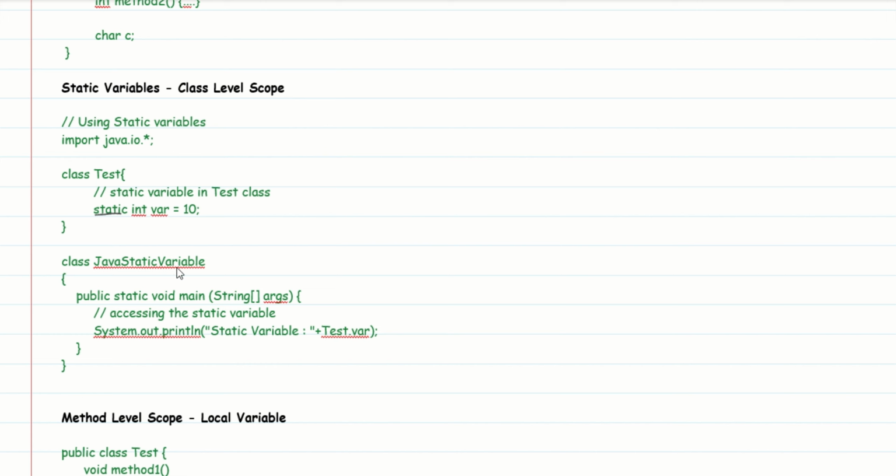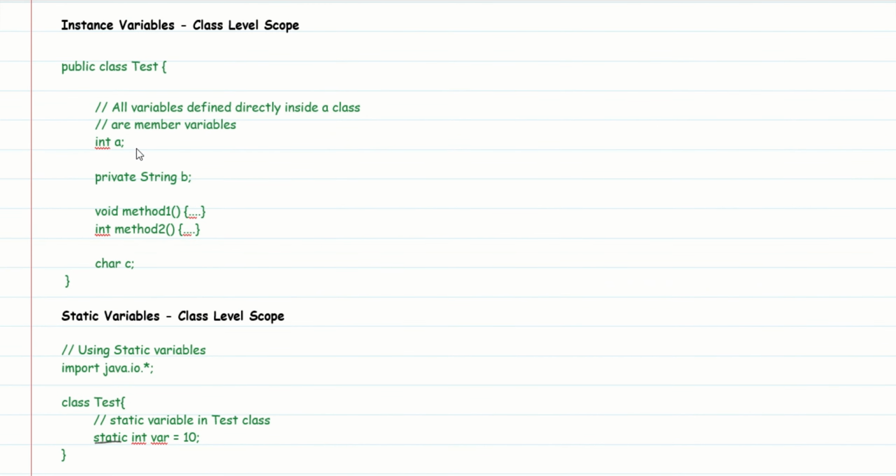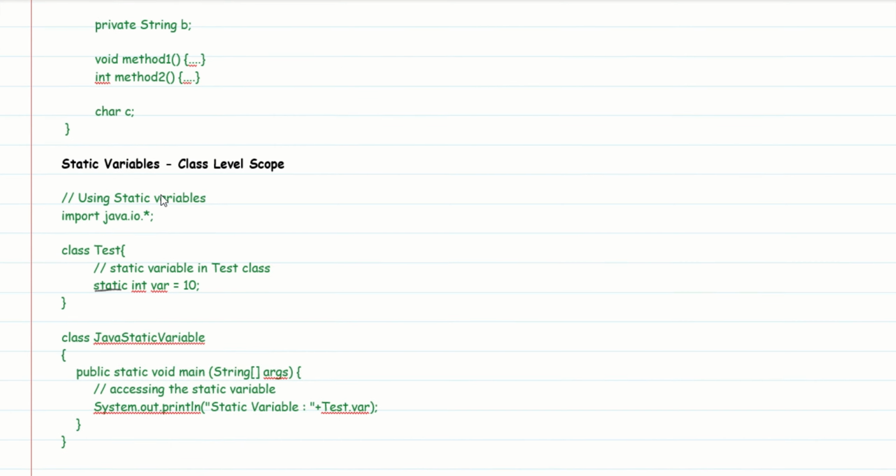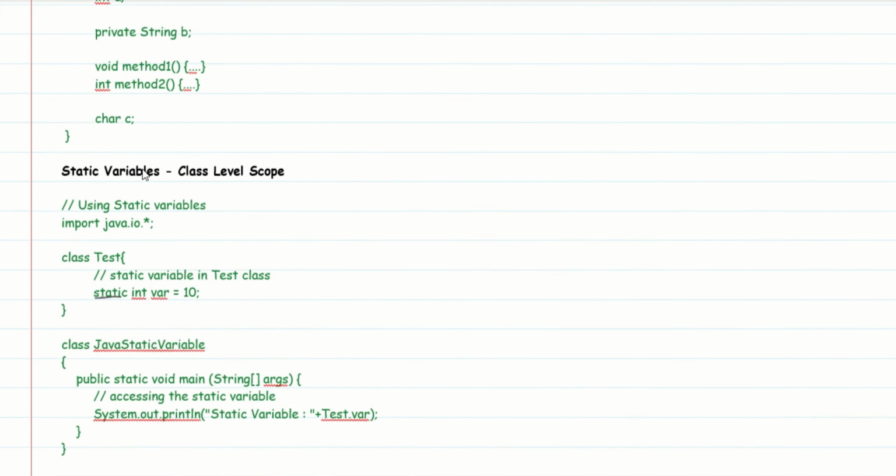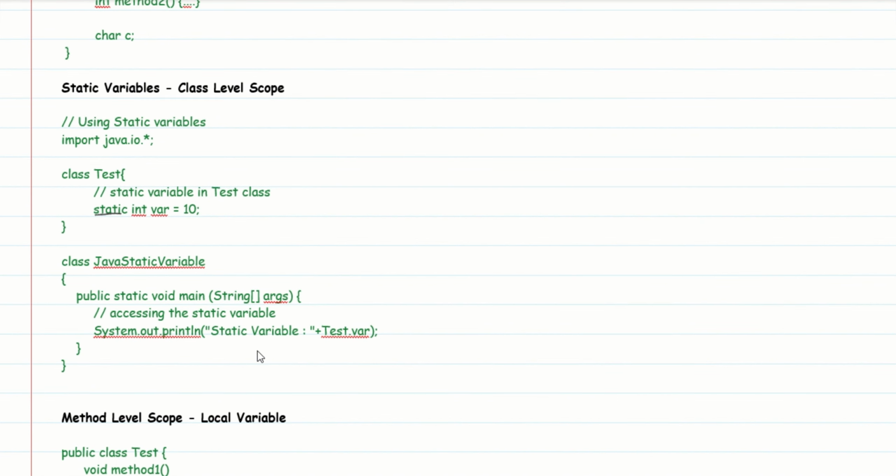If you want to get an instance variable, first you need to create an object, a test object or whatever class you have created. Then, using that object, we access the instance variables. But in the case of a static variable, you can directly access it using the class name and the dot operator.